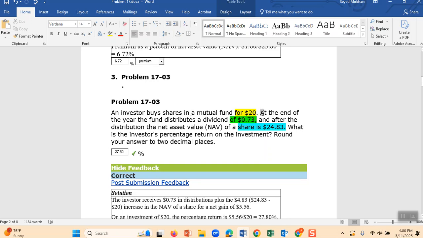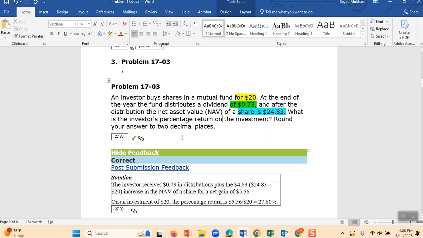At the end of the year, the fund distributes dividends. Meaning I am the manager, and I get dividends from Walmart, from Amazon. When I get it, I say, okay, let's give some of it to the shareholders, and I send you a check for 73 cents for every share that you have. If you have 2 shares, I send two of this amount, this green one. And then there is a net asset value. What is the investor's percentage of return?